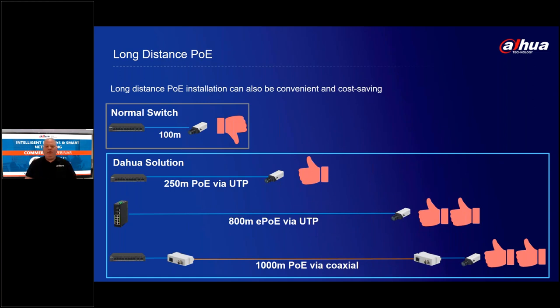And again, if you want to use a piece of coax, you can buy the devices and you can convert very cost-effectively up to a kilometer plus 100 meters at either end of IP interconnectivity. So you're able to expand massively the range, the distance between the switch and the product, using a Dahua product.